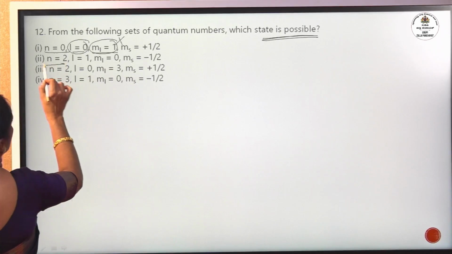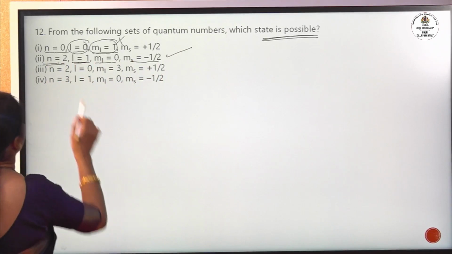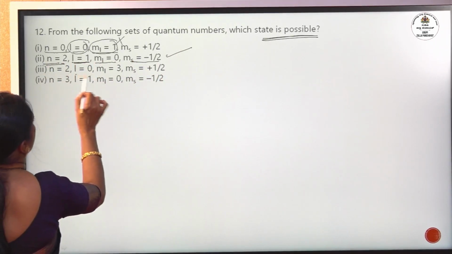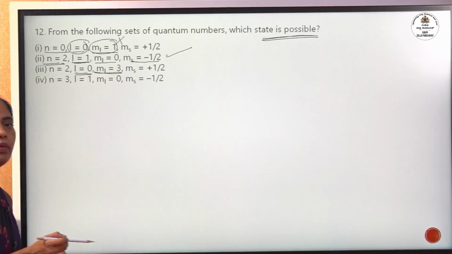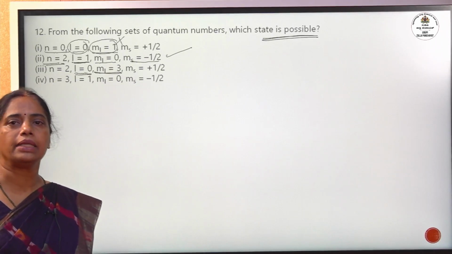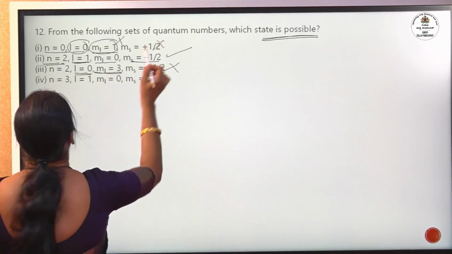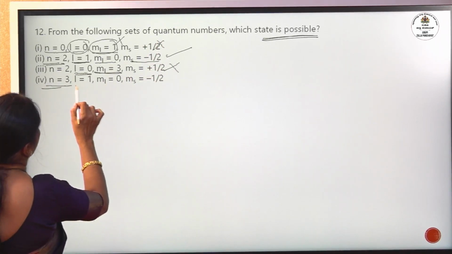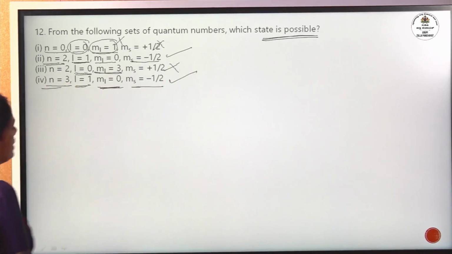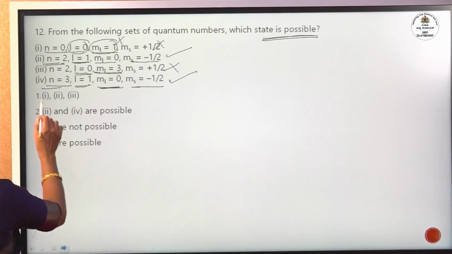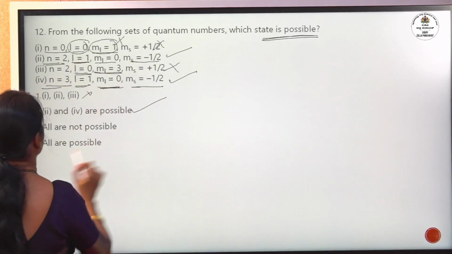N is 2, L is 1, M is 0, this is possible. N is 2, L is 0, now L is 0, M cannot be 3 because for a given value of L, M is minus L through 0 to plus L. So this is also not possible. Next, N is 3, L is 1, M is 0, this is minus half, this is also possible. We'll check the options. 2 and 4 are possible. This is the correct answer.